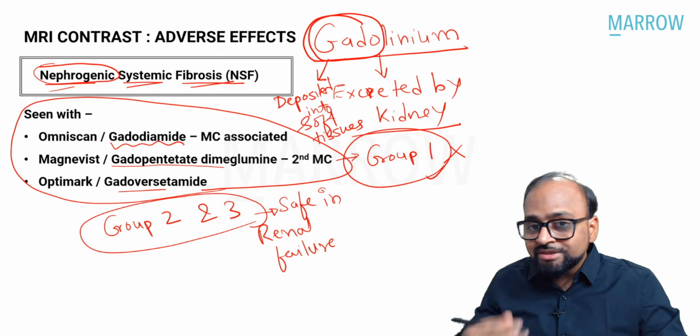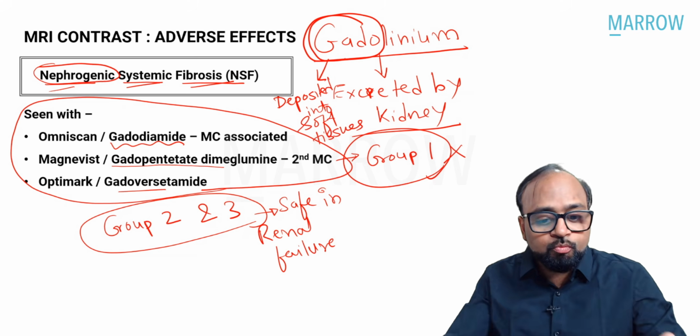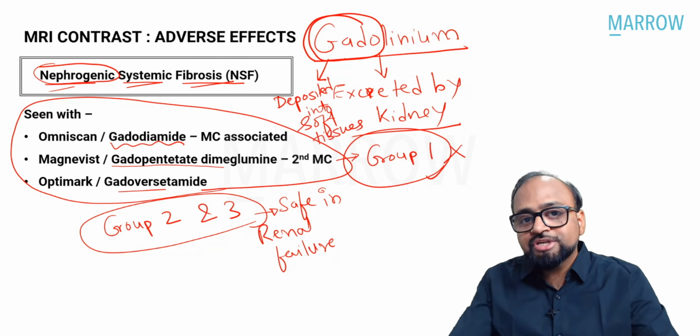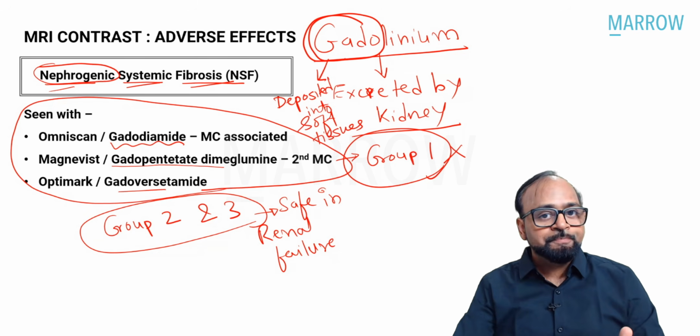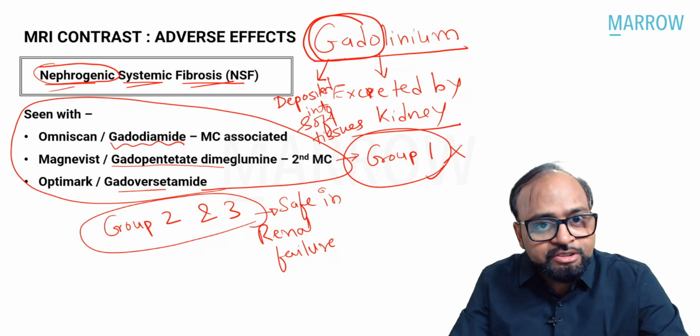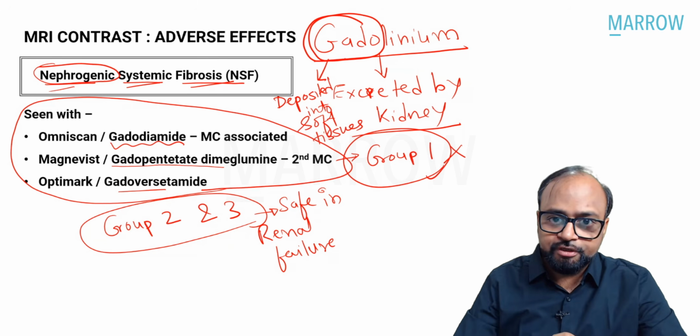But in your question in the exam, there was nothing mentioned about group 1, group 2, group 3. It was just gadolinium, and therefore we don't know what group they are mentioning, so it should not be used in renal failure patients.